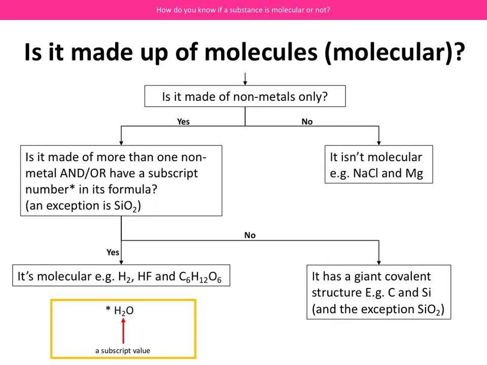If we just look at an example here in the bottom left, let's take C, which is carbon. Is it made of non-metals only? Yes, it is, so that takes us to the next question. Is it made of more than one non-metal? Well, no, because it's just carbon. And does it have a subscript number in its formula? You're going to have to believe me that that is the formula for carbon that we would use, so there is no subscript number. So the answer at that point is no. We can still say what it's got: it's got a giant covalent structure, and that will mean more to us later. But what it isn't is molecular.